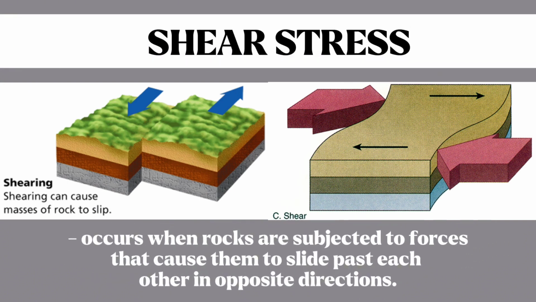It is a type of stress that occurs when rocks are subjected to forces that cause them to slide past each other in opposite directions. This type of stress is typically associated with tectonic processes such as transform plate boundaries, where two plates are sliding past each other, such as the San Andreas Fault.